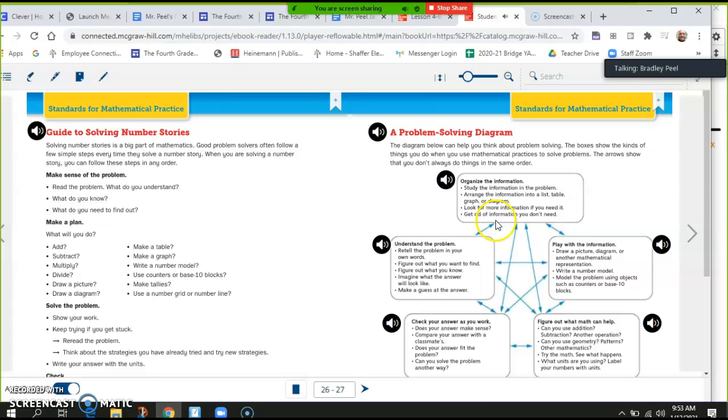Yeah, so these arrows, it could be that you go from here to here to here to here. You might use one or all of these problem solving steps.